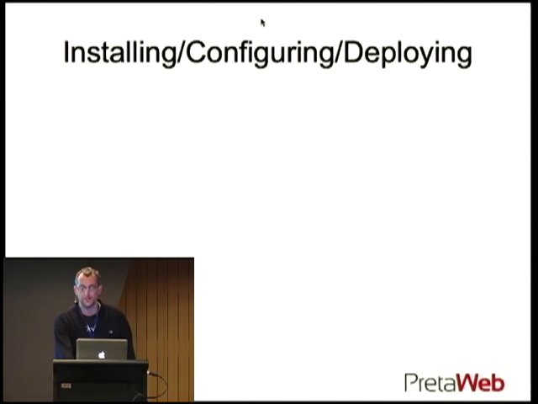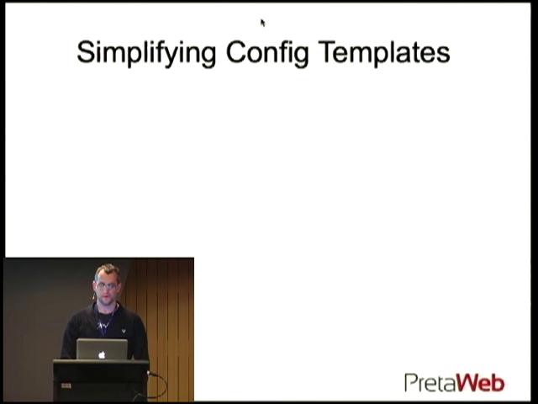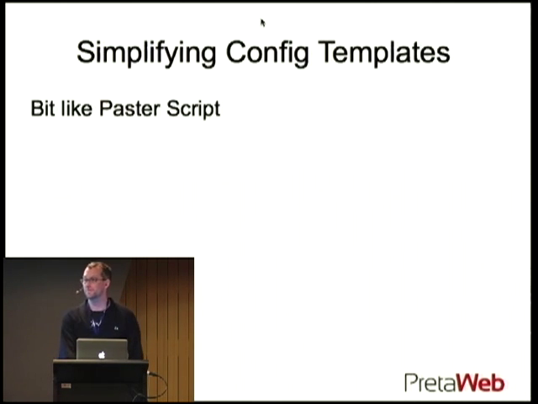It creates configuration for you. It helps you reproduce environments, so it's good for doing deployment. A little bit like Chef and Puppet, it works a bit differently, but it can be used to solve those same sorts of problems. It's good for simplifying templates, so that you don't have to fill out a big lot of boilerplate code for certain things. You can get buildout to do that for you. You can use paster script to do similar sorts of things.